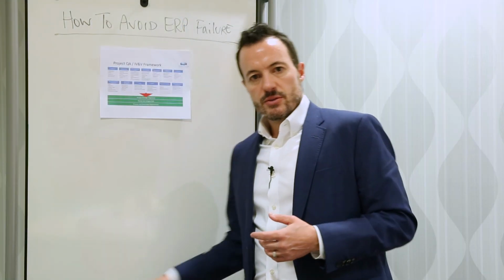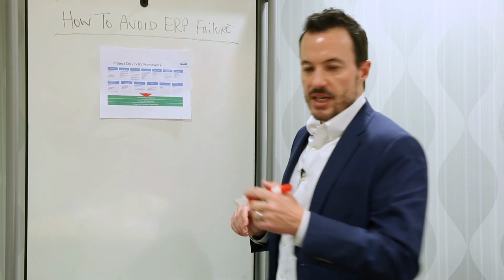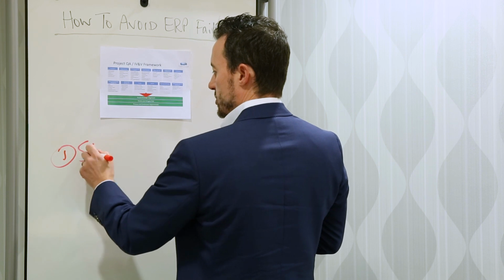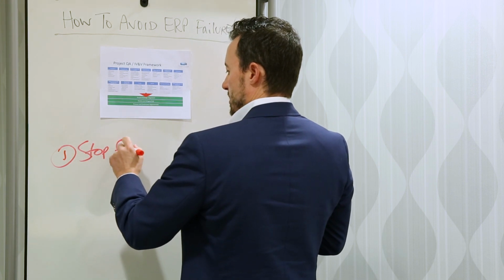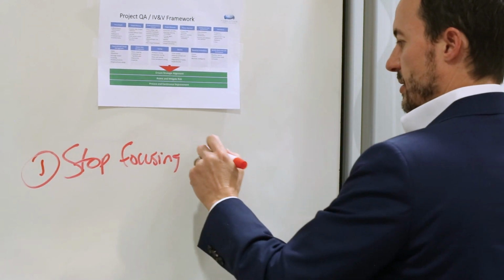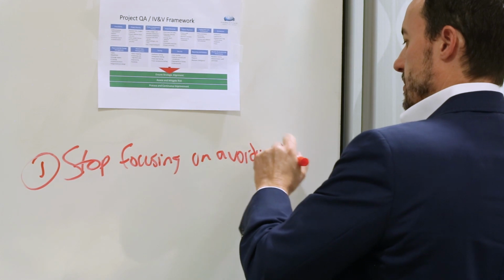So the first thing we need to think about as we go through our ERP implementation is to, first of all, and this may sound a little bit counterintuitive, stop focusing on avoiding failure. And I know that is exactly the opposite of what I'm suggesting in the title of this video, but I'll explain what I mean by that.